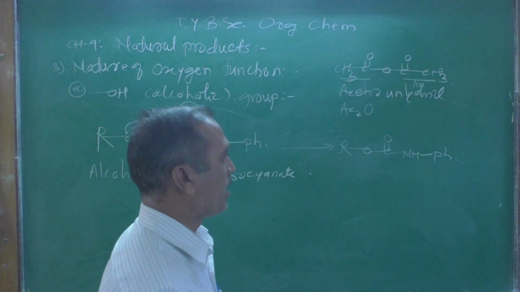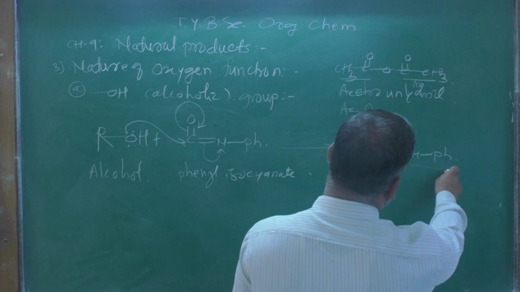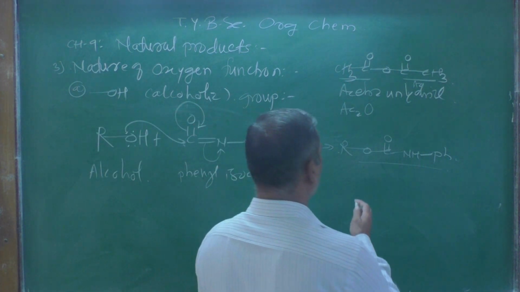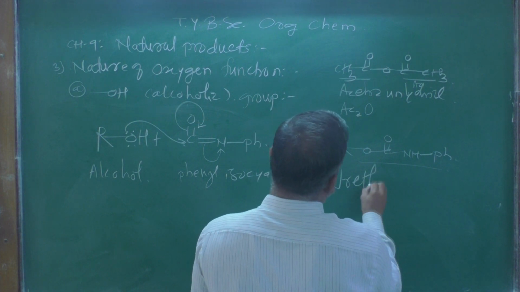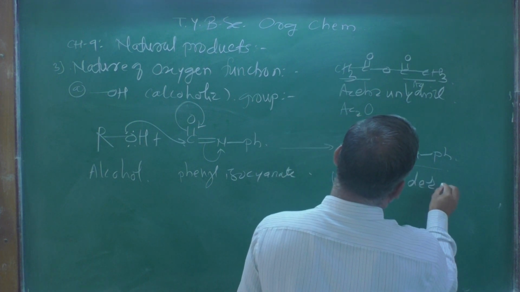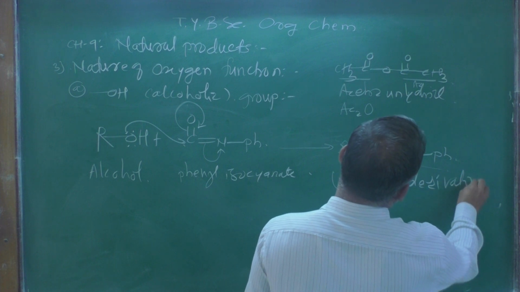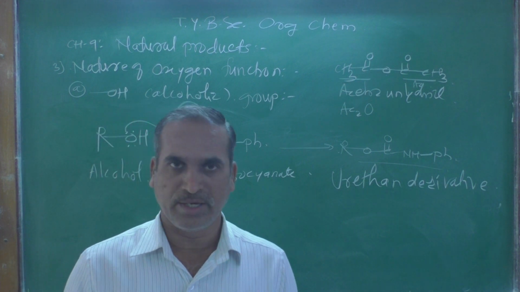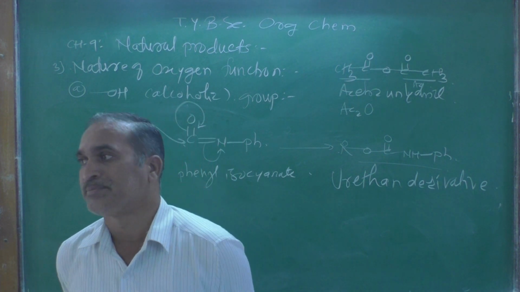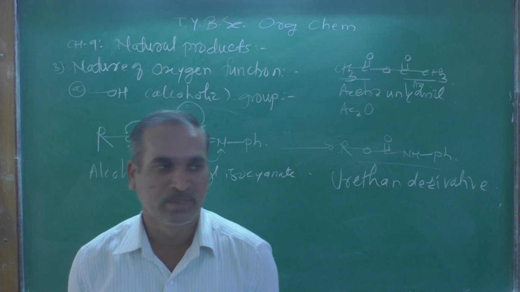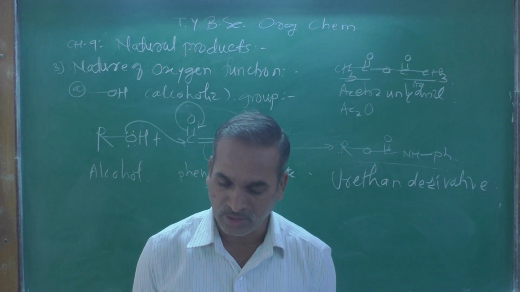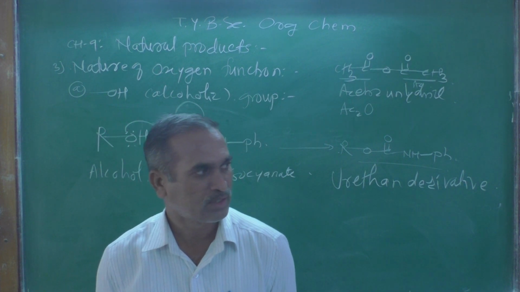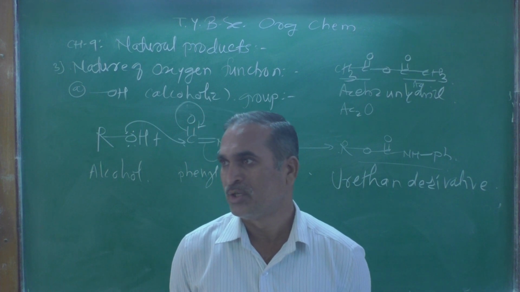And this is the derivative we are getting over here. That derivative has a special name. The name of that derivative is a urethane derivative. Urethane derivatives clearly indicate that there will be an alcoholic group present in an unknown alkaloid. So that is the qualitative test we are performing here.